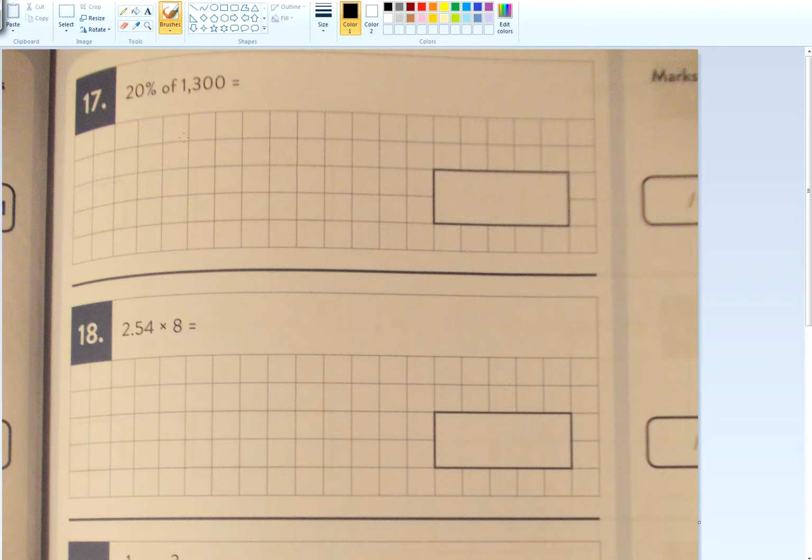Okay, 20% of 1,300. To work out 20% of 1,300, you can do it in the traditional style. Well, what does 20% mean? 20% means 20 out of 100.